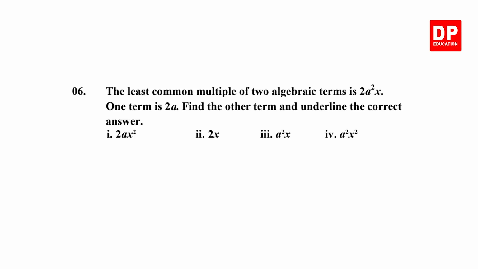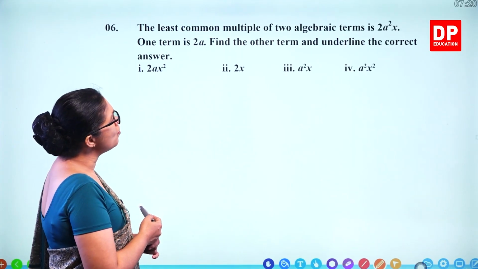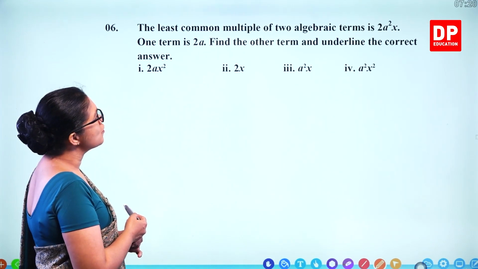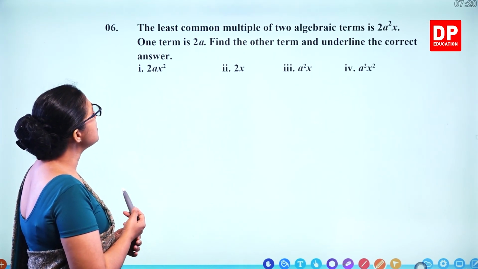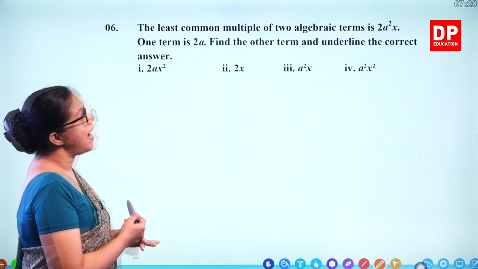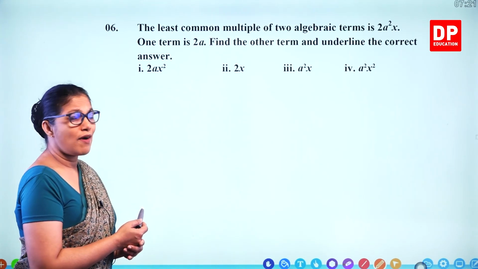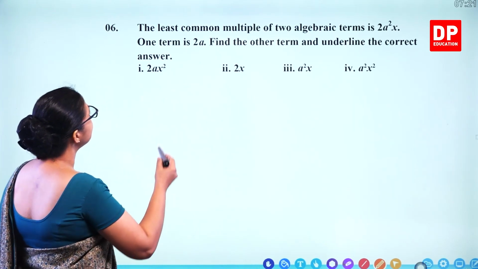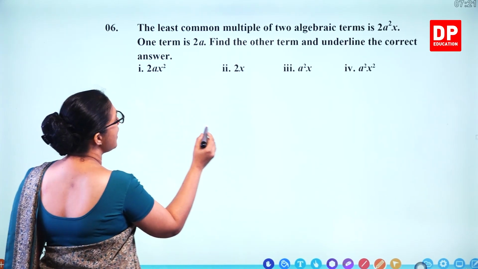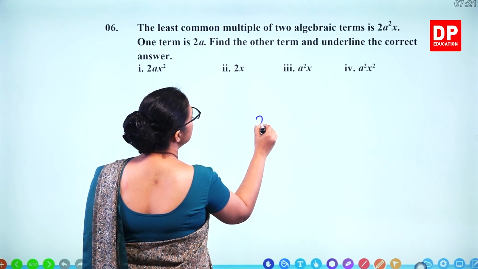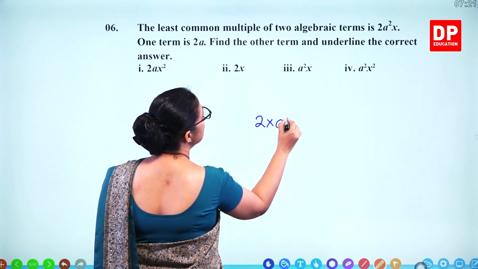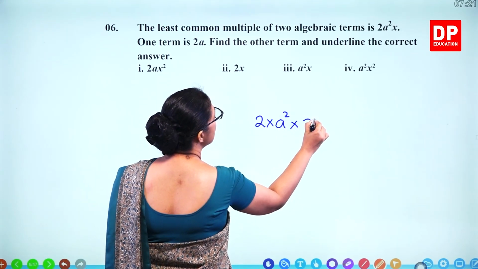Question number 6. The least common multiple of two algebraic terms is 2a squared x. One term is 2a. Find the other term and underline the correct answer. So only one answer is correct. So 2a squared x.